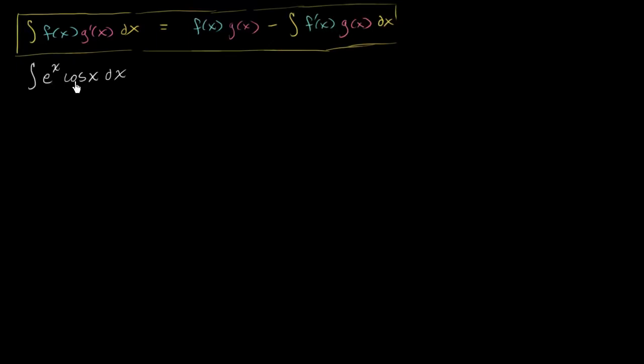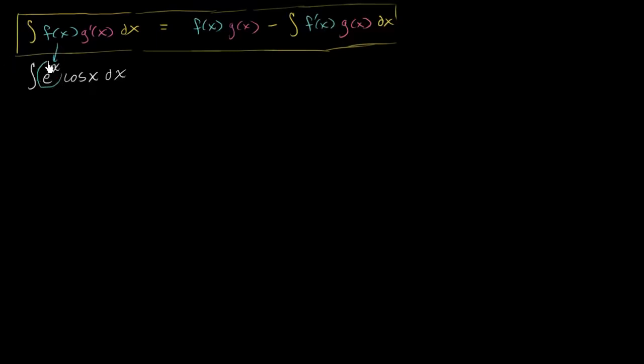In this case, neither of them becomes simpler, and neither becomes dramatically more complicated when I take its antiderivative. So it's kind of a toss-up which one I assign to f of x and which one I assign to g prime of x. Actually, you can solve this problem either way. So let's just assign this one.